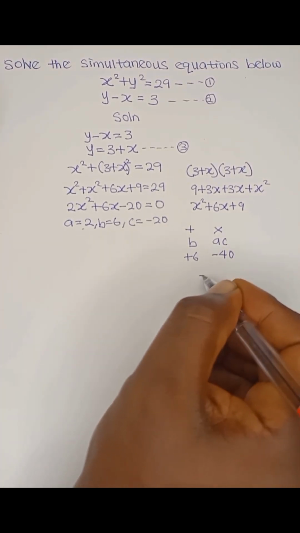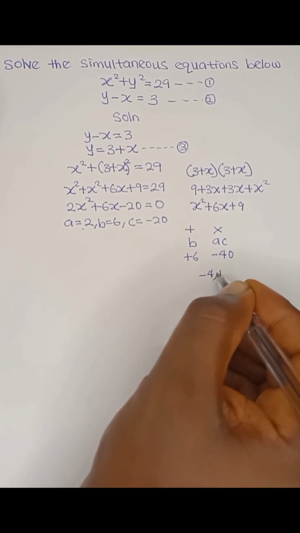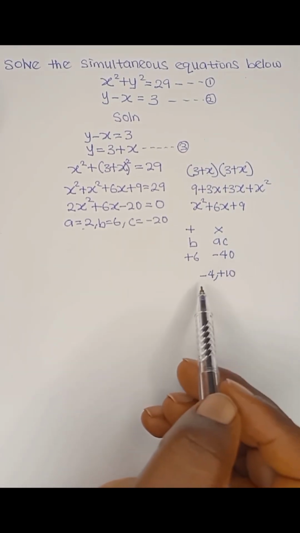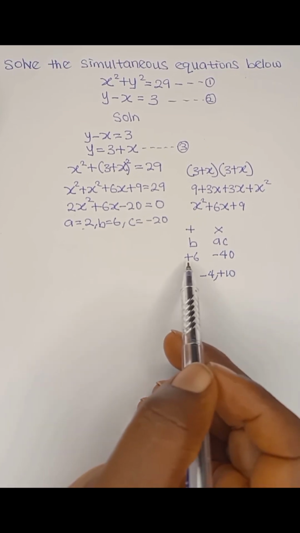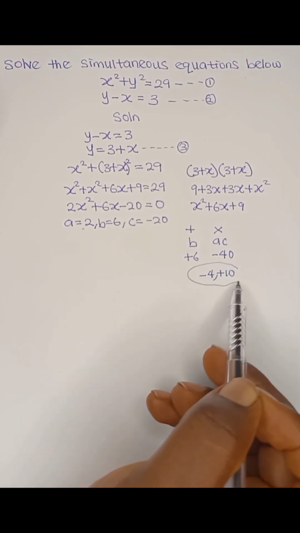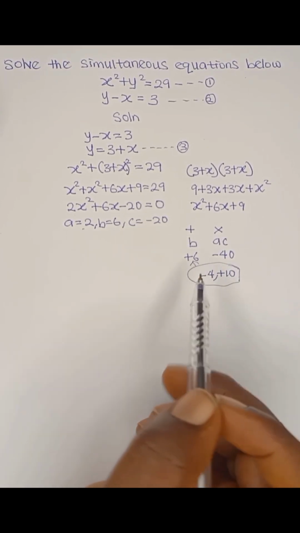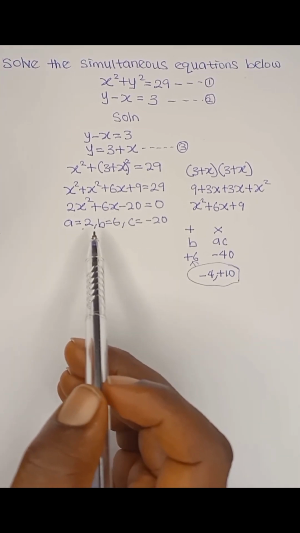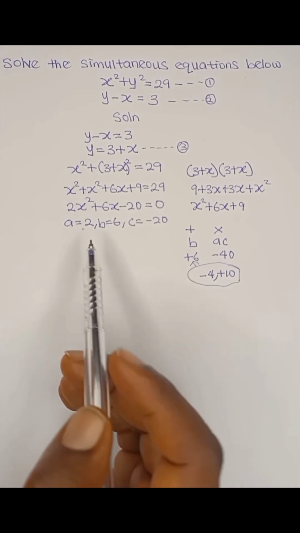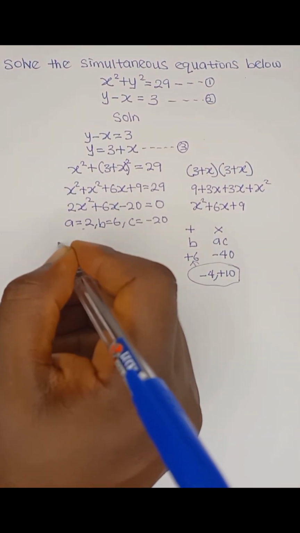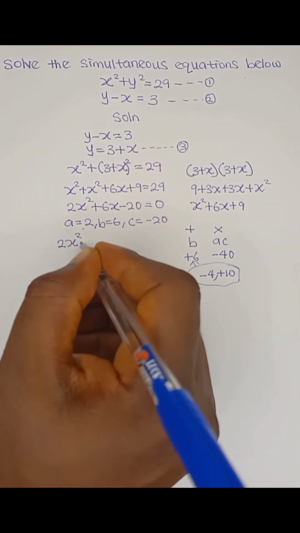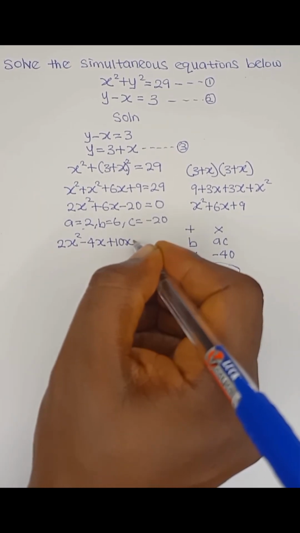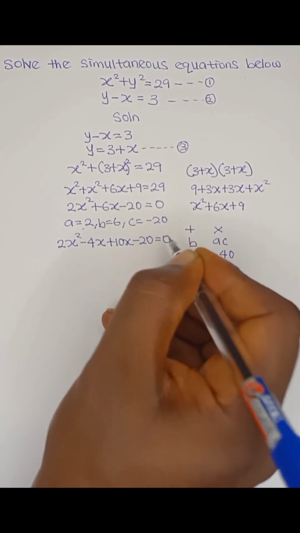Minus 4 multiplied by plus 10 gives us minus 40. Minus 4 plus 10 gives us plus 6. So we're going to use these two values to replace plus 6. Over here, instead of having 6x, we're going to have minus 4x plus 10x. So this will give us 2x squared minus 4x plus 10x minus 20 is equal to 0.